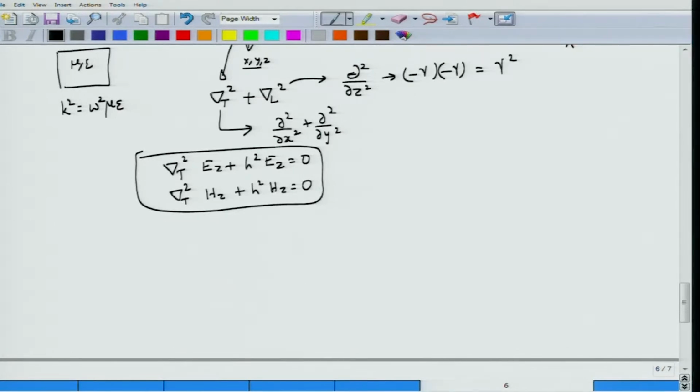Now it's not just enough to write down the solutions, you also need to satisfy the boundary conditions, right? So that would be the next step. Write down the solution for Ez or Hz depending on which mode you seek, and once you have obtained the general solution, you then need to go to boundary conditions, apply them, and obtain the corresponding expressions.